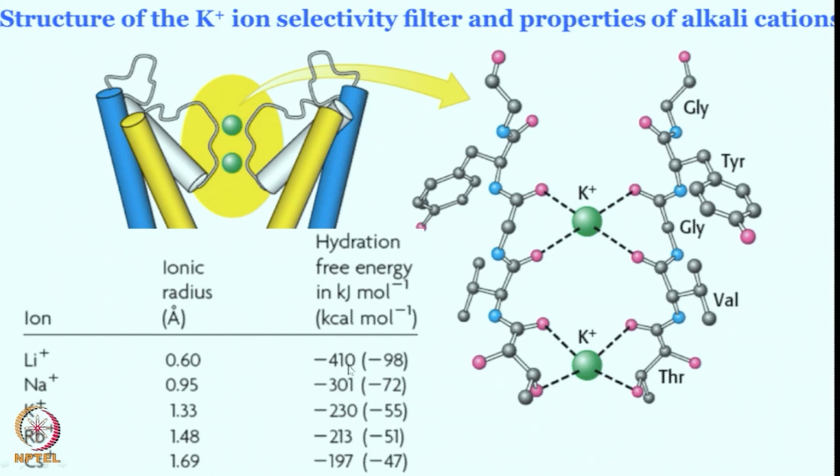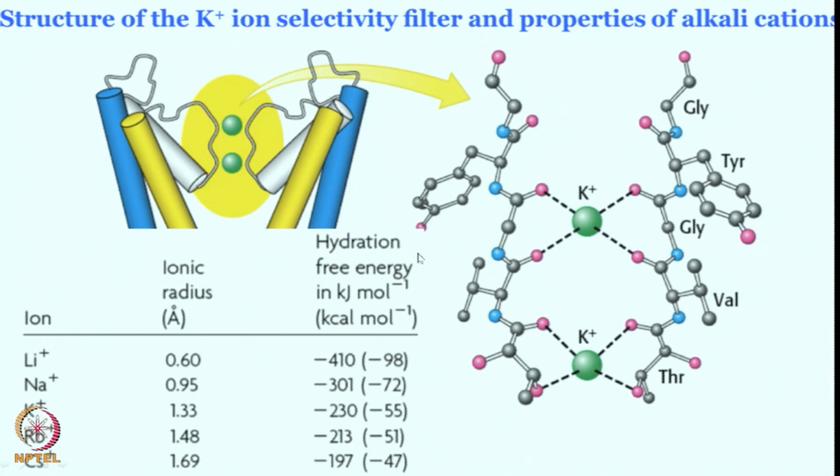So for example 410 and 301. While they are getting hydrated, they want to stay hydrated. They don't want to go through this passage, because during passing through some of the water molecules have to be displaced and the metal has to interact with the protein backbone.